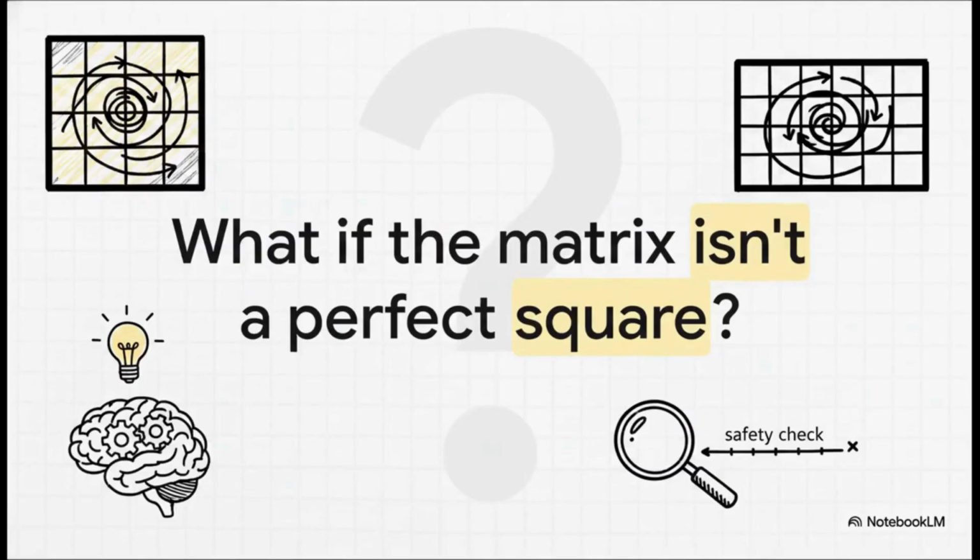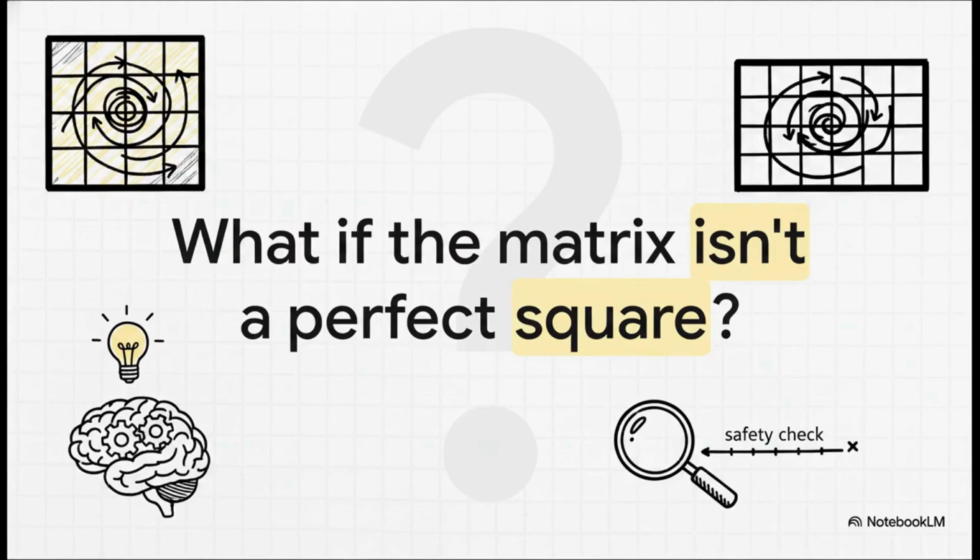Let's review the exact output of that winding path. If we string the whole sequence together, we get 1, 2, 3, then down for 6, 9, left for 8, 7, up for 4, and finally zeroing right in on the center with 5. A perfect, uninterrupted spiral. So, we've just conquered the 3x3 grid using this highly visual algorithm.